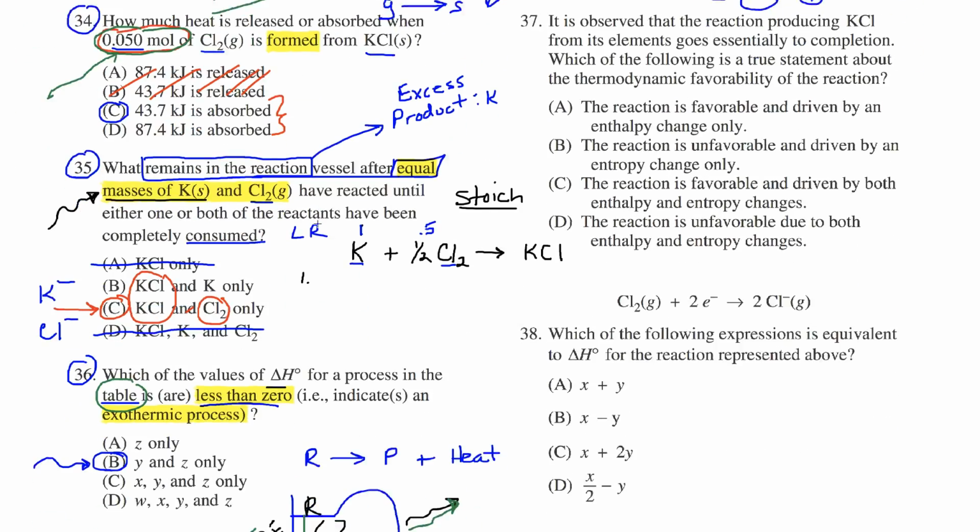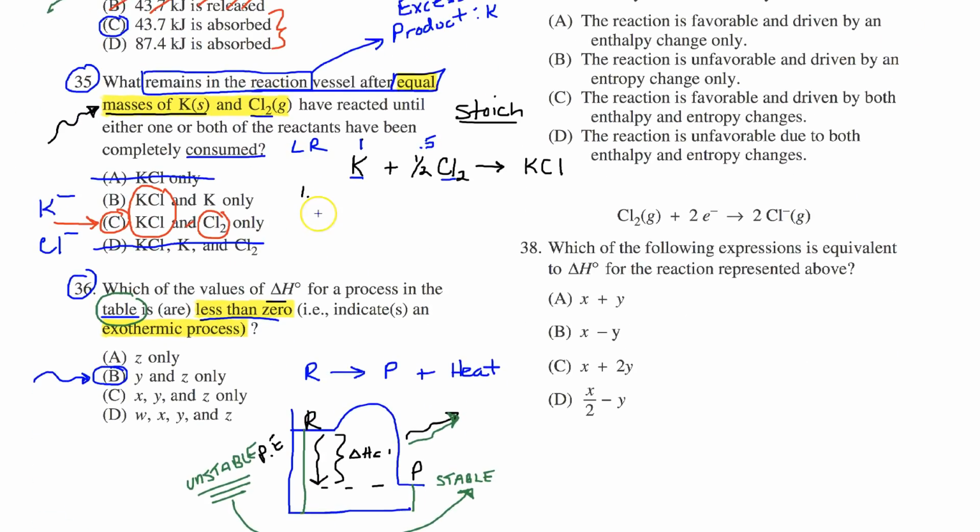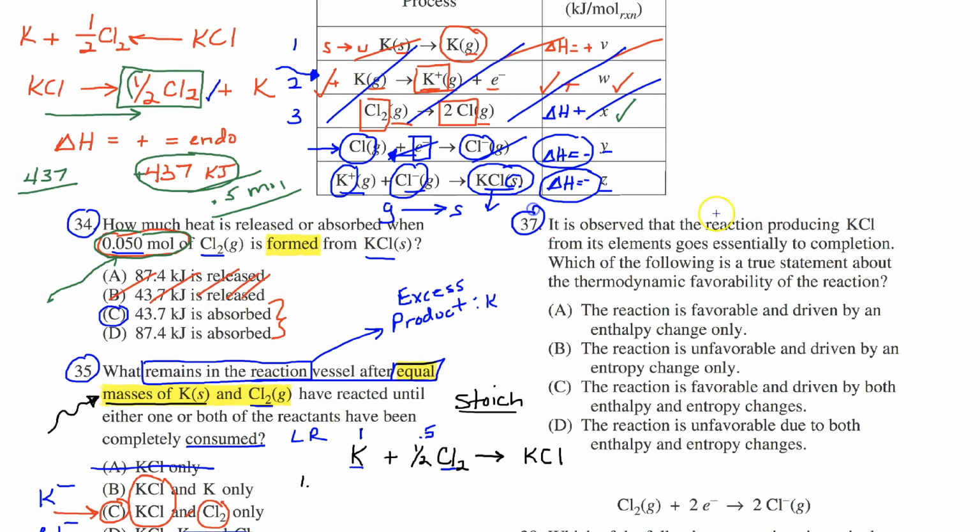Why? Because it's Z2. All right, so 36 is B. On to 37. Number 37, it is observed that the reaction producing KCl from its elements essentially goes to completion. Which of the following is a true statement about the thermodynamic favorability of the reaction?